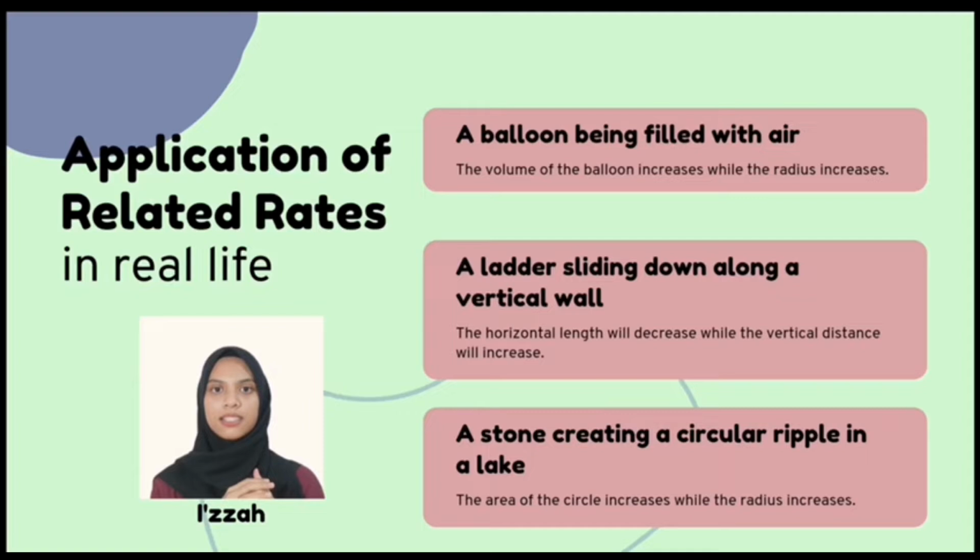Next is the ladder sliding down a vertical wall. When the ladder slides down, the horizontal distance will increase while the vertical distance will decrease. The last example is a stone creating a circular ripple in a lake. When a stone is dropped into a lake, it will create a circular ripple. So the area of the circular ripple will increase as the radius of the circle increases.